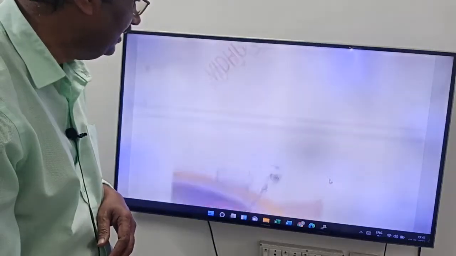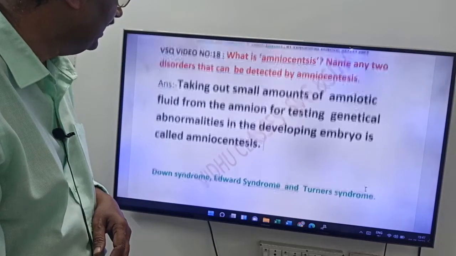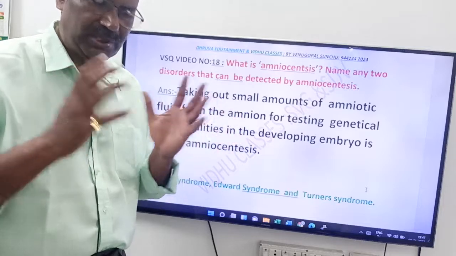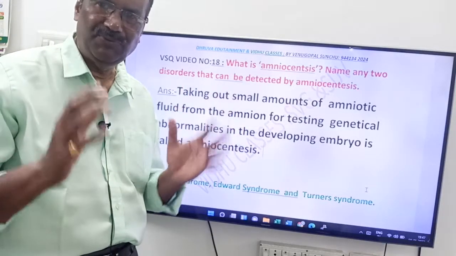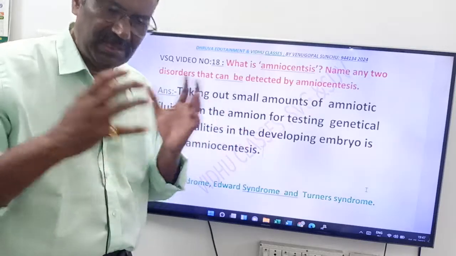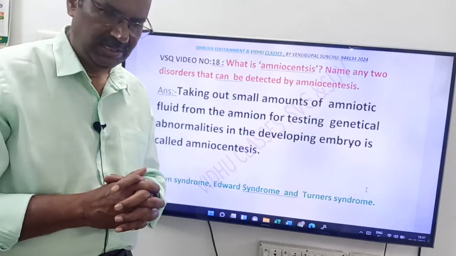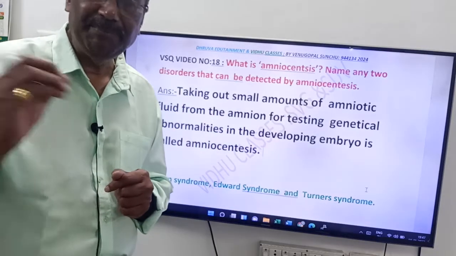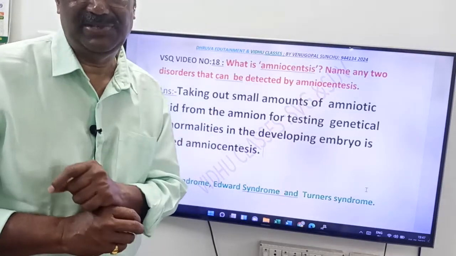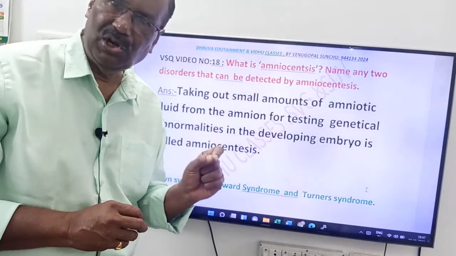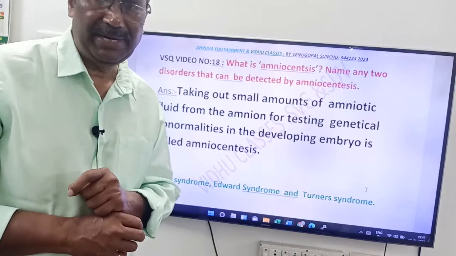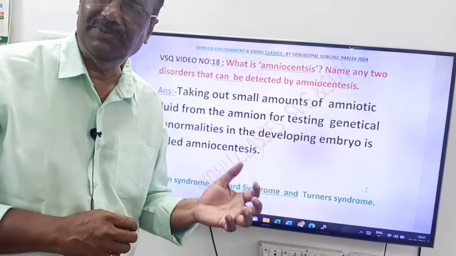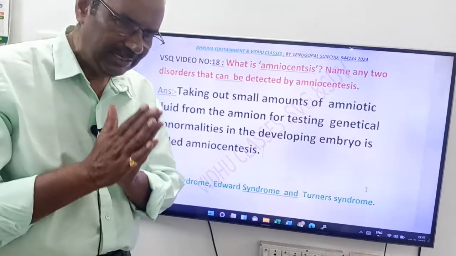Once again you see the definition, friends. Important definition. Taking out small amounts of amniotic fluid from the amnion for testing genetical disorders in the developing embryo is called amniocentesis. Friends, what is amnion? It is one of the extraembryonic membranes. What is centesis? Collection of fluid from the body parts is called centesis. Okay friends, this is about this VSQ.